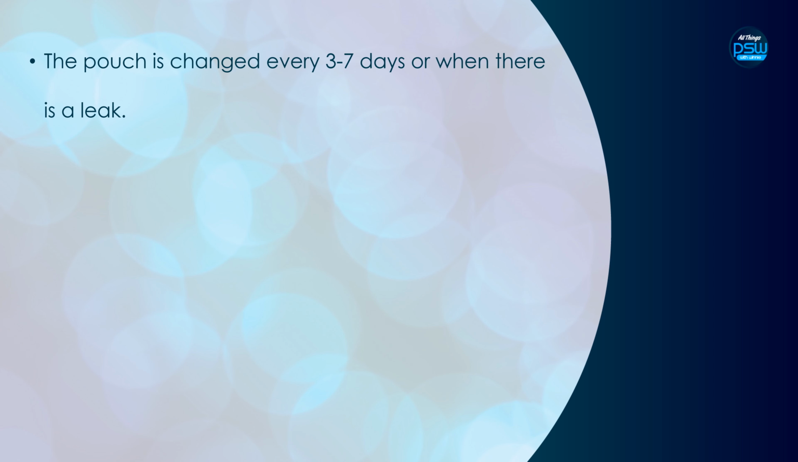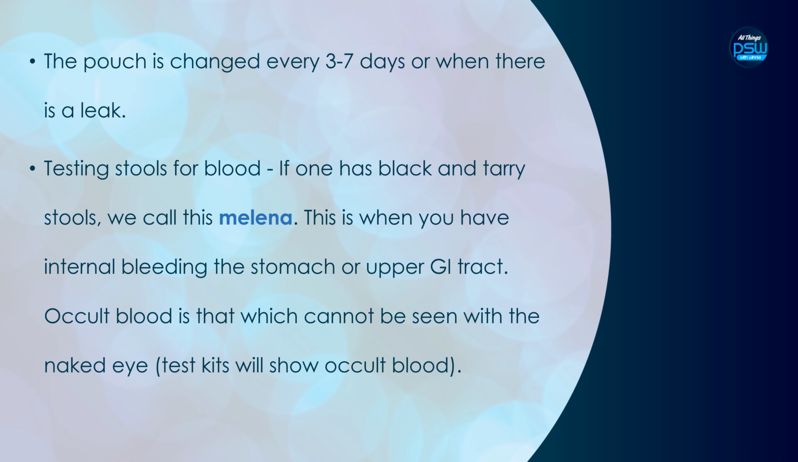And the final thing in this particular section is that you can test stools for blood. So there are some types of blood that are very noticeable, and we call that melena, where the stool is black and tarry, right? So this is where you can see it once you have the bowel movement.